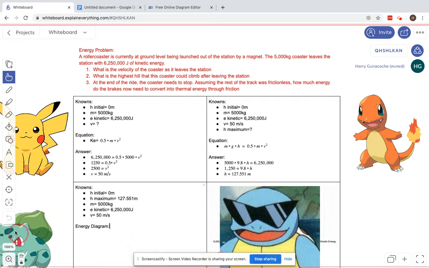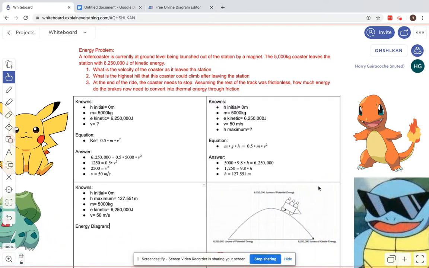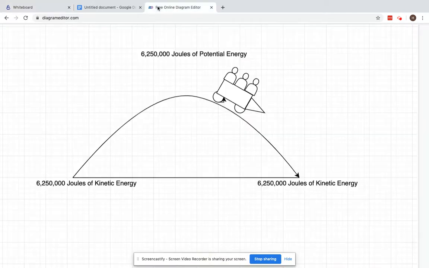In this case, I actually drew one up for us right here, but I will make it bigger so we can properly see it. We know that immediately after launch, the roller coaster has 6,250,000 joules of kinetic energy, and that energy must stay consistent throughout the entire ride. At this exact middle point, all that kinetic energy is turned directly into potential energy. So now we know that all that potential energy must go back into kinetic.